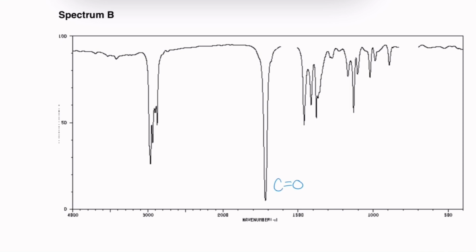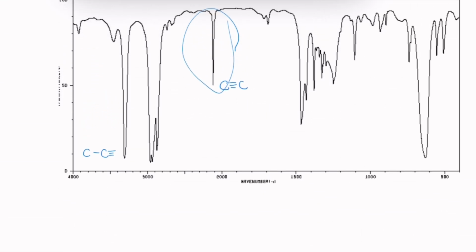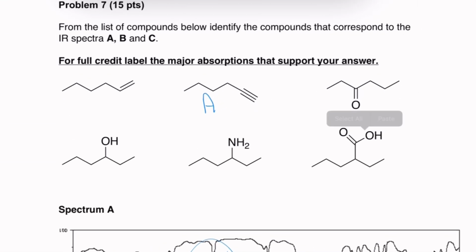This one, it's a double bond O because of that deep spike all the way to the bottom. That's the only thing I see on this. So let's go up to the answers, and I see only one that has a ketone by itself, and that's probably going to be the answer.